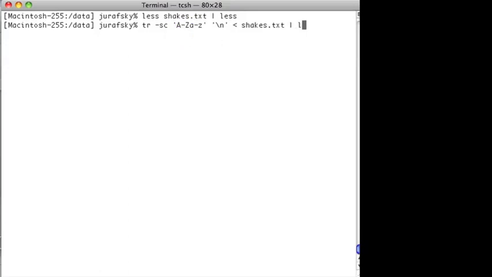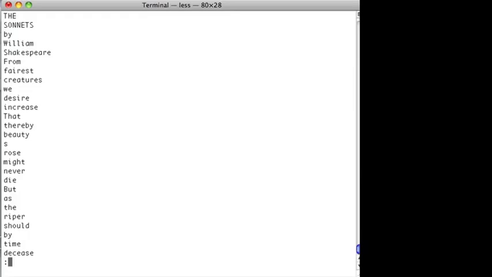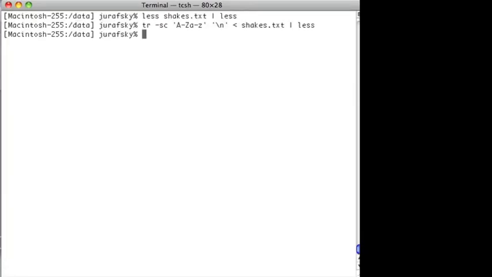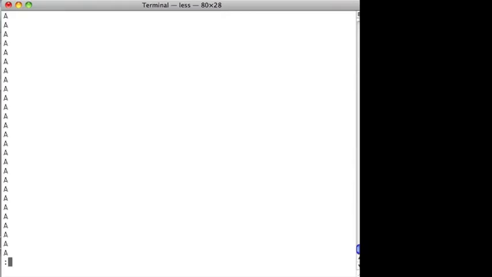So let's look at that. We've now turned the sonnets into one word per line. And now we're going to sort those words to let us look at the unique word types. So let's do that. And you can see here's all the A's. There's a lot of them. A occurs a lot in Shakespeare. And this is a very boring way to look through all of Shakespeare. We don't want to do this.